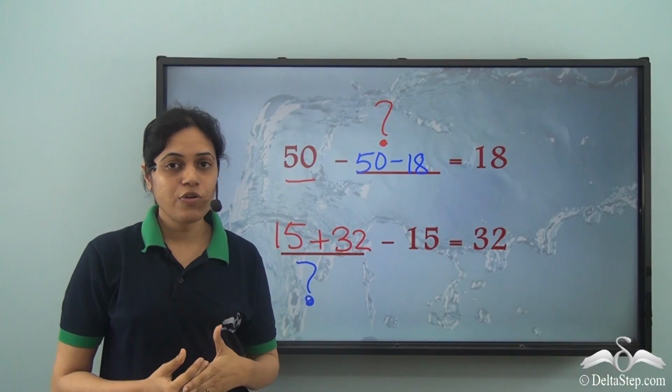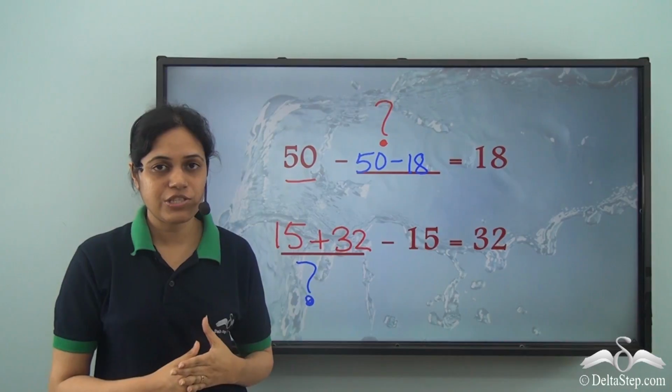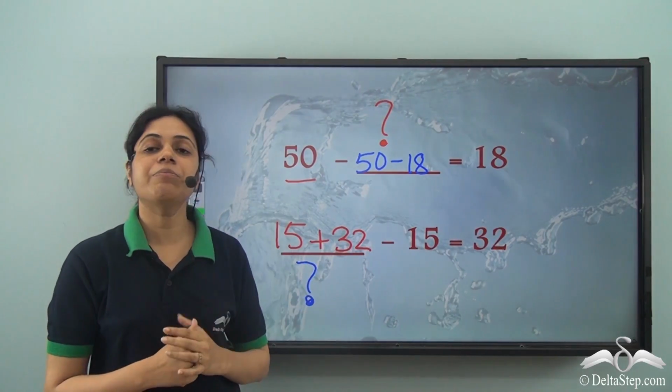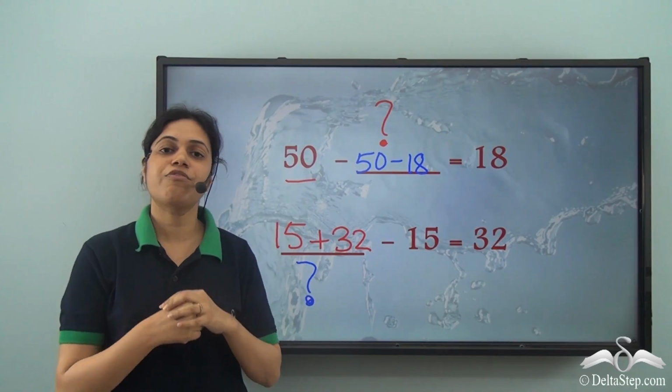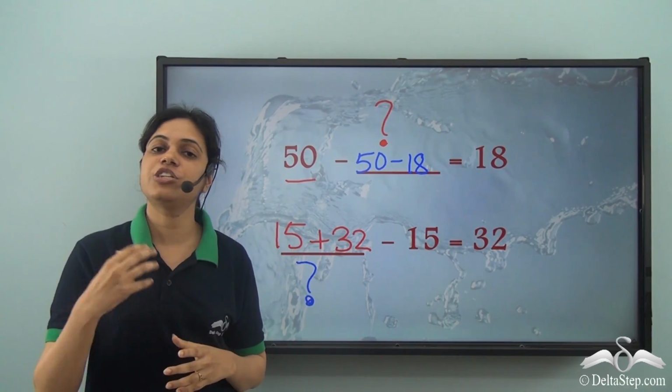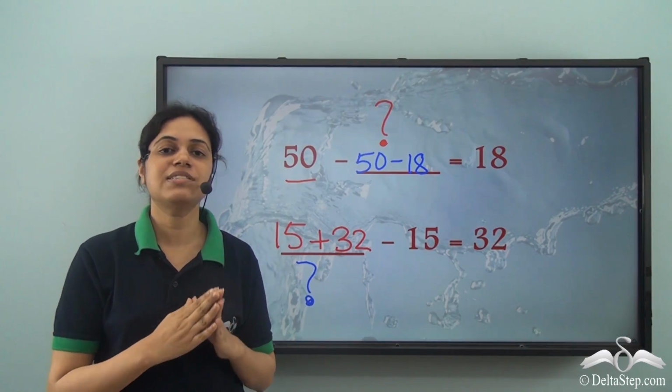So this is how you can find the missing numbers whenever you have subtraction and one of the three numbers is missing. So you only need to remember that for finding bigger numbers, you need to add, and for finding smaller numbers, you need to subtract.